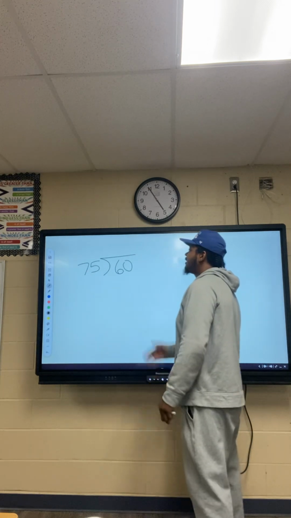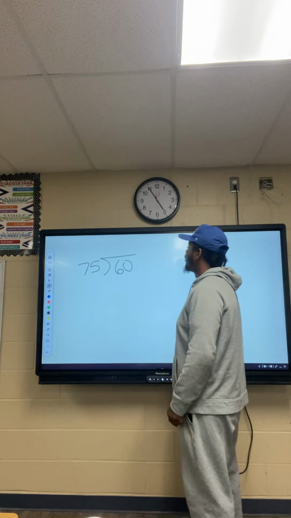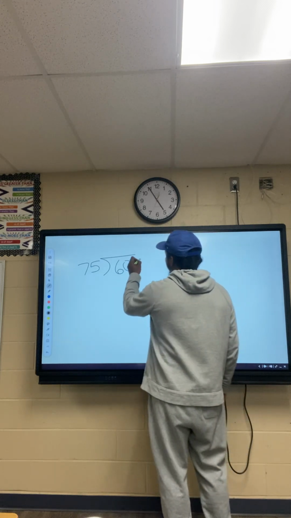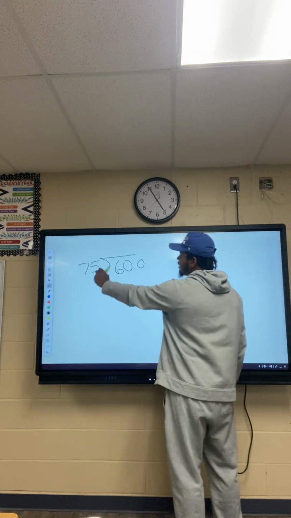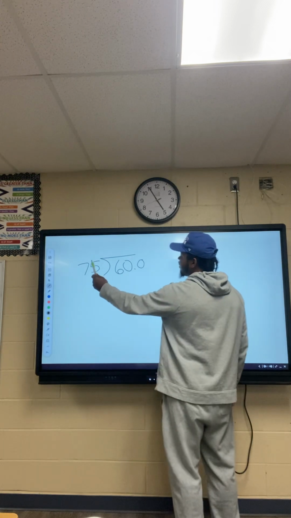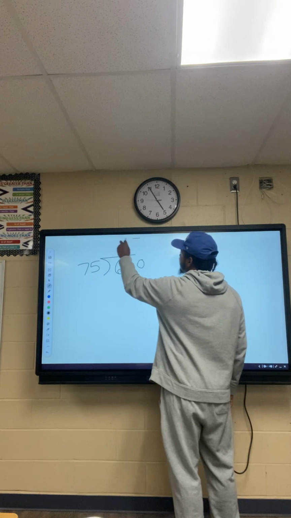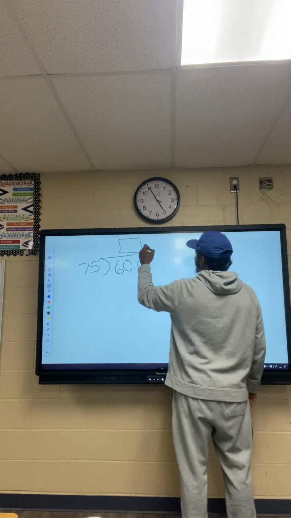So this looks like something we cannot do because 75 does not go into 60. So our first step, always our first step, is to do what? Add a decimal and add a 0. So now we can look at this number as 600 instead of 60, okay? Now you can see how many times 75 goes into 600, and that will give you the percentage of papers that the teacher graded.